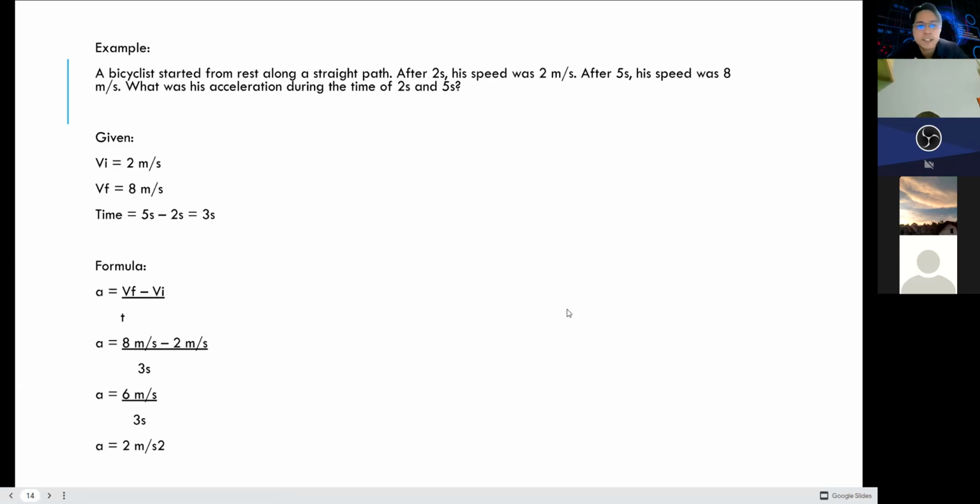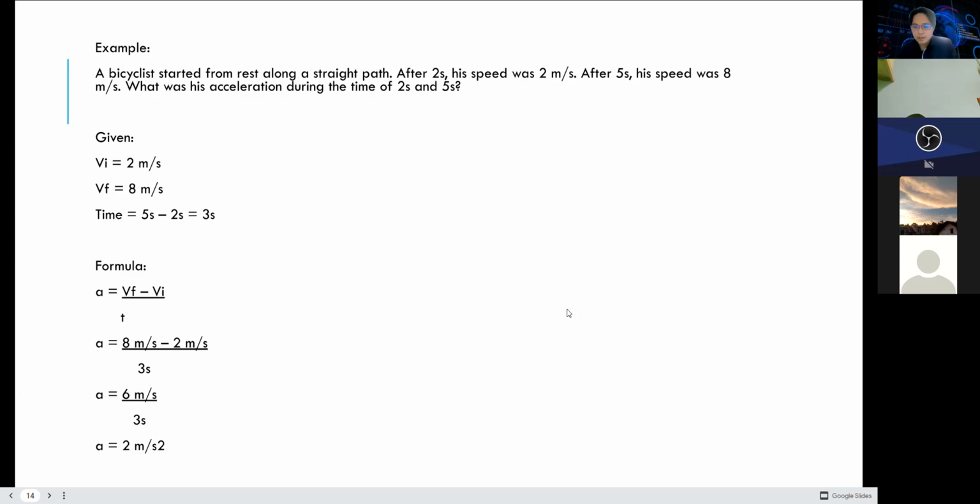All right. So let's have this example. A bicyclist started from rest along a straight path. After 2 seconds, his speed was 2 meters per second. After 5 seconds, his speed was 8 meters per second. What is the acceleration during the time of 2 seconds and 5 seconds? So it is actually now asking about acceleration during the time of 2 seconds and 5 seconds. We are now talking about acceleration.